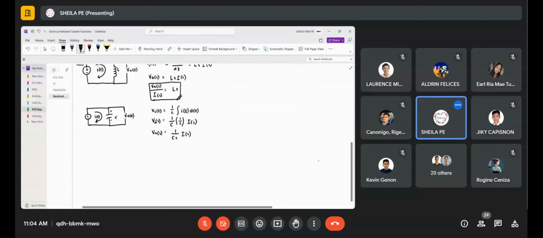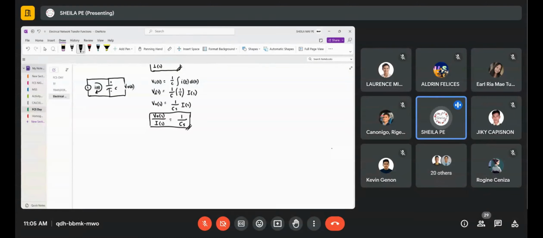So here, taking the impedance, impedance is voltage over current. So it's just 1 over CS. Okay, that one.